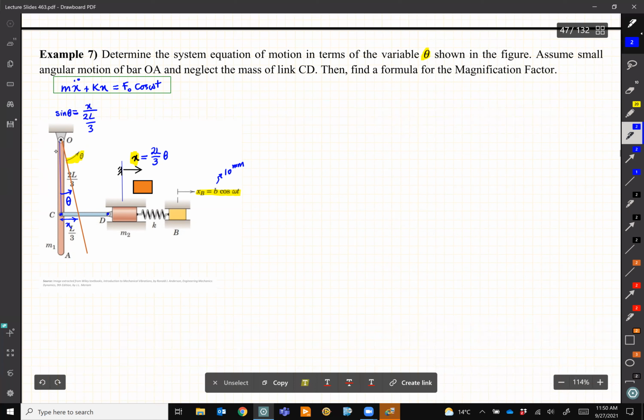Remember, because again, we are in vibration, we assume everything is small, although this C is going to move up to C prime. And we know in vibration, this sine theta is equivalent to theta for us. Or that's okay if you just write down 2L over 3 theta. So that's the first thing that we have taken care of. So we have only one variable, theta, to be worried about.